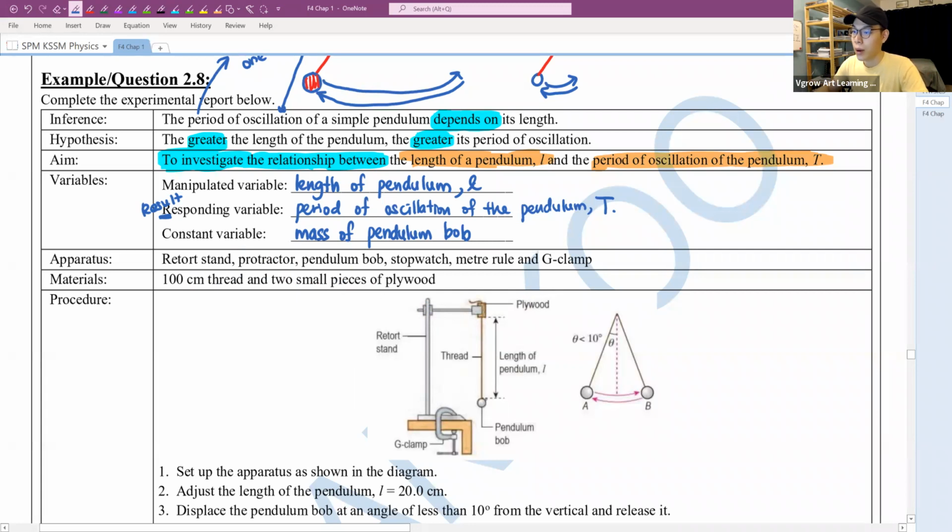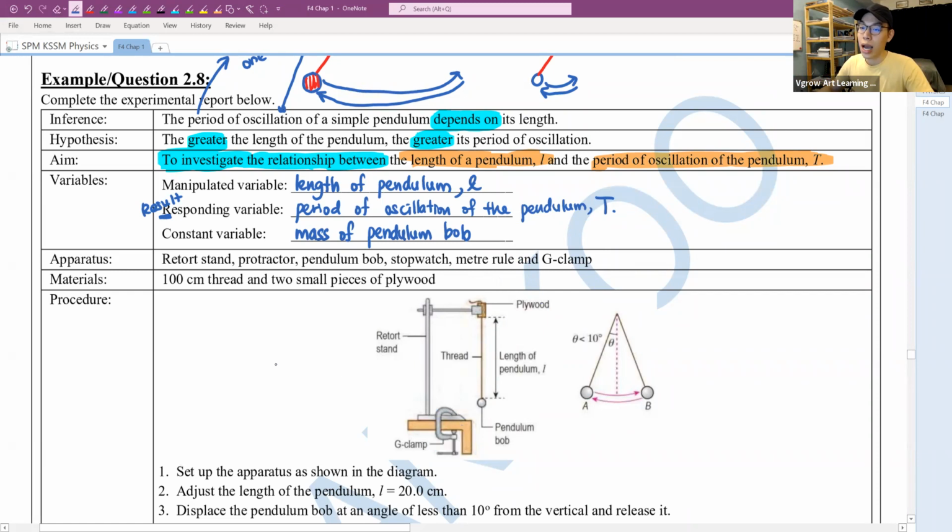Then we need a pendulum bob. Then we need a stopwatch. I need to count how long it takes to do a complete swing. And then I need a meter ruler. Why? Because I need to measure how long is this length of pendulum. I want to change the length. Then I need a G-clamp. Why? A G-clamp to make it stable. I don't want the pendulum swing and then the whole retort stand also swing like that. We want to make it stable. If your retort stand is stable enough, you don't need the G-clamp also can.